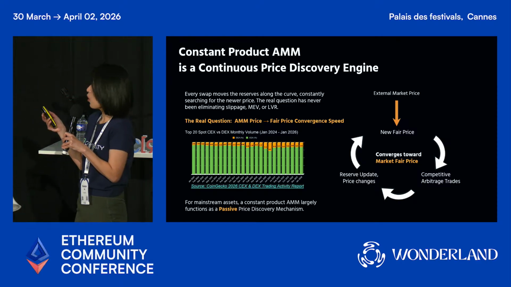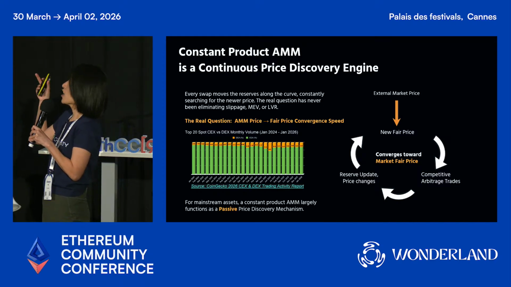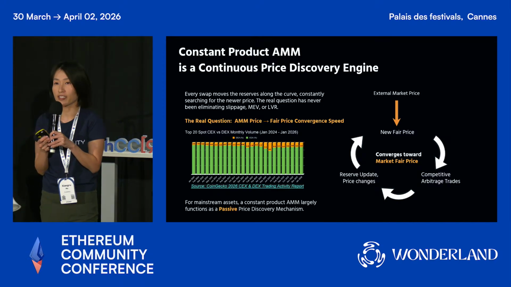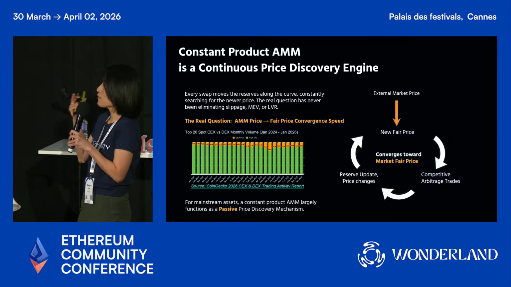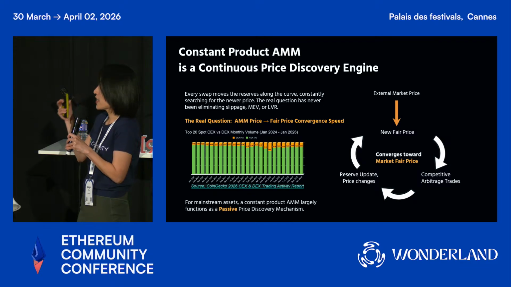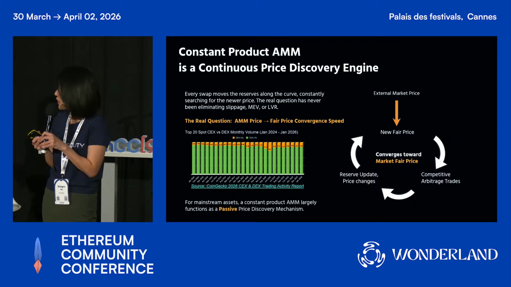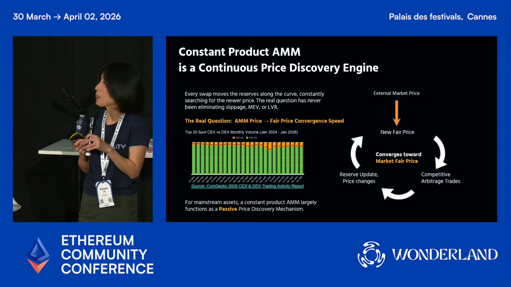So every swap moves the reserves along the bonding curve. The AMM is constantly searching for the new price. Therefore, I would invite you to consider constant product AMM through this specific lens: it is an on-chain continuous price discovery engine.